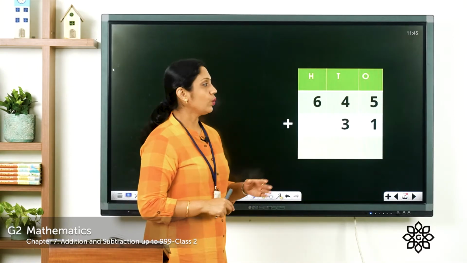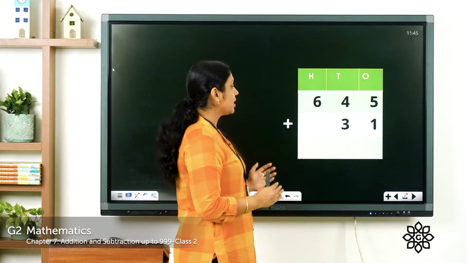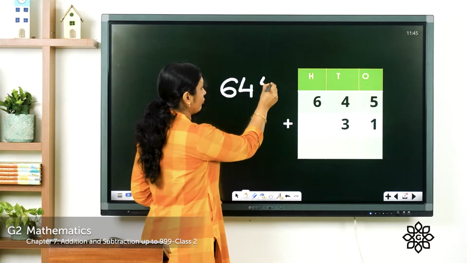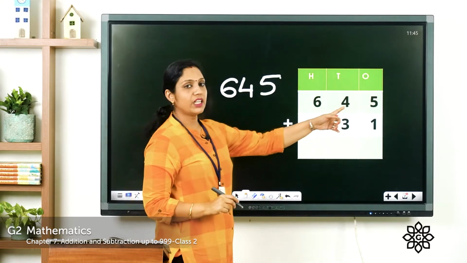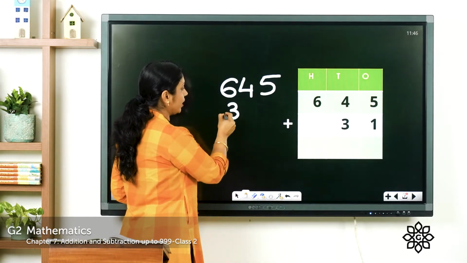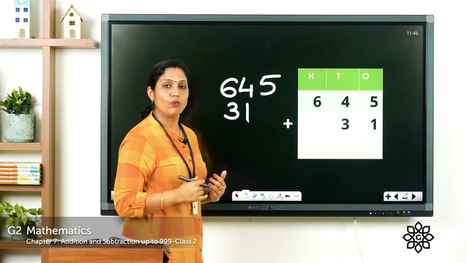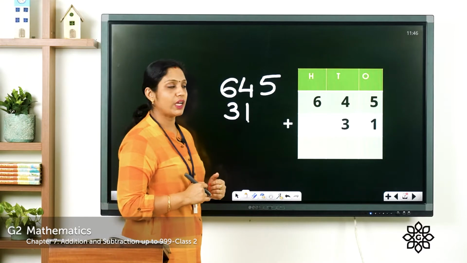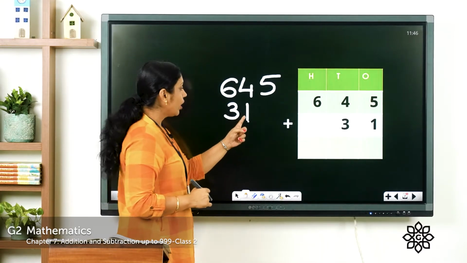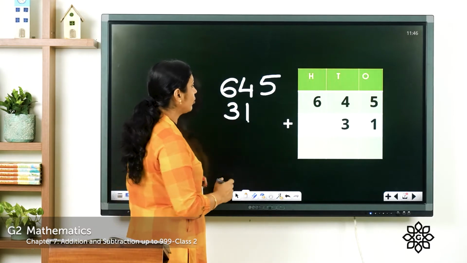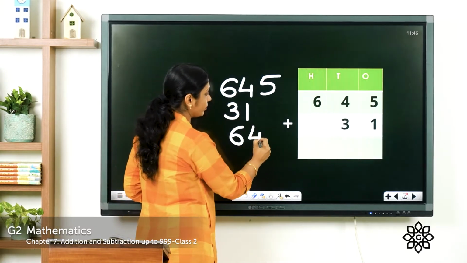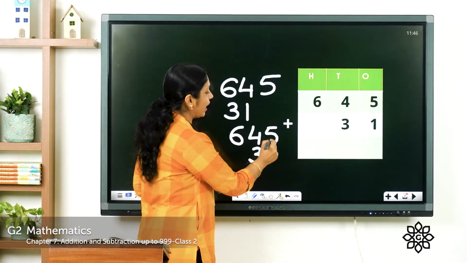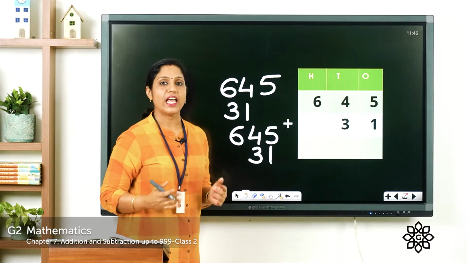Let's look at the next number. We have 645 plus 31. So when you write 645, this is a 3-digit number and 31 is a 2-digit number. So if you write it here, what happens? Is this correct? No. Why? Because 31 is a 2-digit number. We have to always write according to the place value. So in the number 31, we have ones and tens. So we have to write 645, and the number 31 we have to write 3 in the tens position and 1 in the ones position. Only then our answer will be correct.